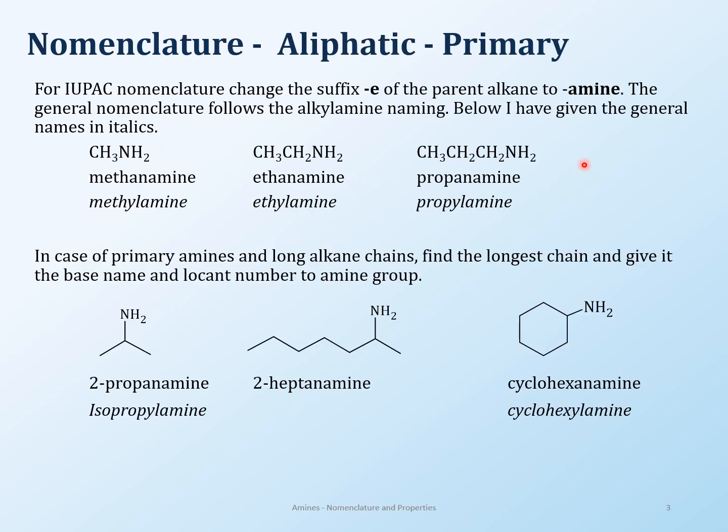Okay, so first let's go ahead and do the nomenclature. We're going to try and keep it simple. We'll do both nomenclatures, and both are quite simple. So for the IUPAC, we're going to take the name of the alkane, replace the E with amine, okay? And then for the general name, it's going to be the alkyl group and then the amine, all right?